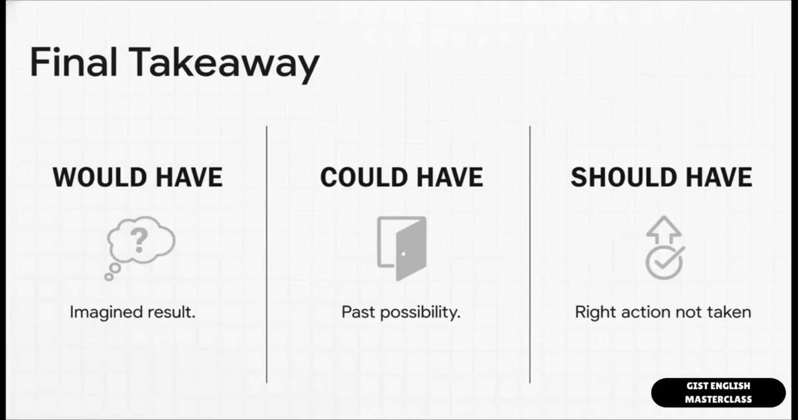So how did you do? I bet you did an amazing job. So let's just do a final recap, a quick summary of everything. When you're talking about the past, just remember your three amazing tools. Use would have for an imagined result. Use could have for a past possibility, and use should have for the right action that, well, didn't happen. Using these correctly is really going to make your English sound so much more thoughtful and precise, especially at work.